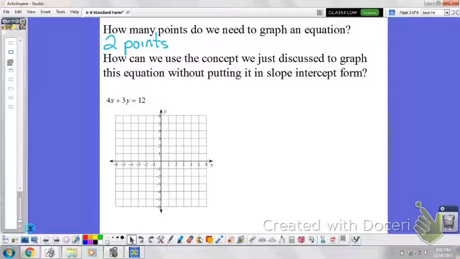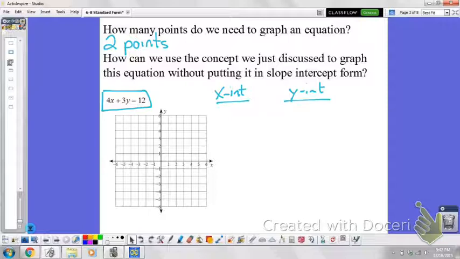So, the question is, how can we use the concept we just discussed to graph the equation without putting it in its slope-intercept form? We could put this equation in y equals mx plus b form. We're actually going to do that to check our answer. But I can also graph it another way. Since we need 2 points to graph an equation, and we just talked about how to find 2 points, the x-intercept and the y-intercept, I can graph this equation. So, I need to find my x-intercept and my y-intercept.